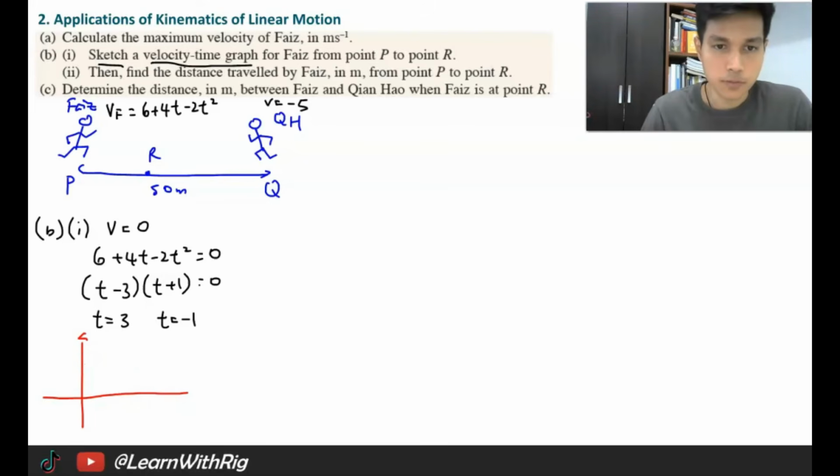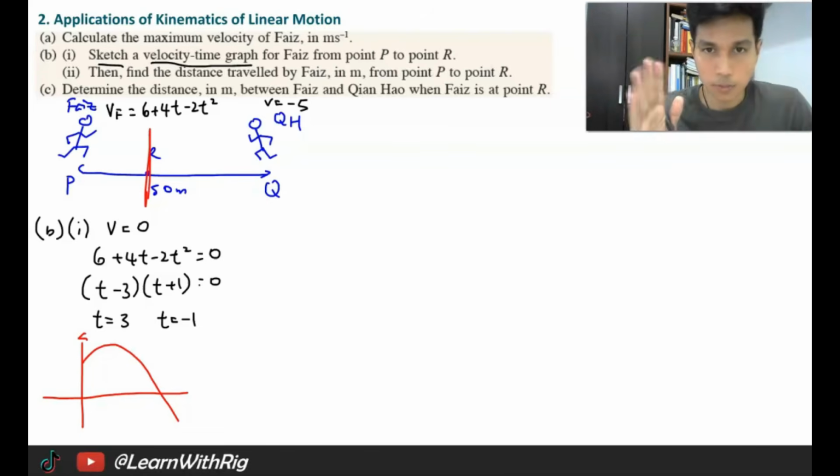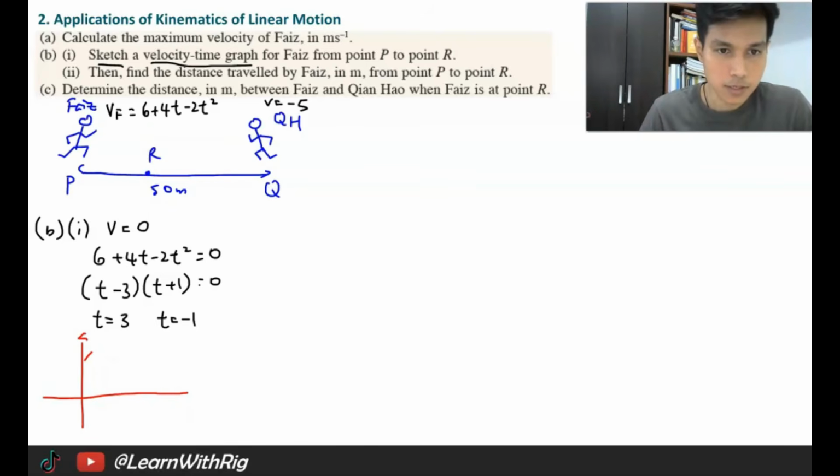Oh wait, one more thing. You don't have to draw down, you don't have to draw this part. Why? Because this is Far East velocity, right? When he reached point R, he stops. That's what the question said. So when he reached here, he stopped. That's when the velocity is 0. So it doesn't continue anymore. So at this point, t equals 3.